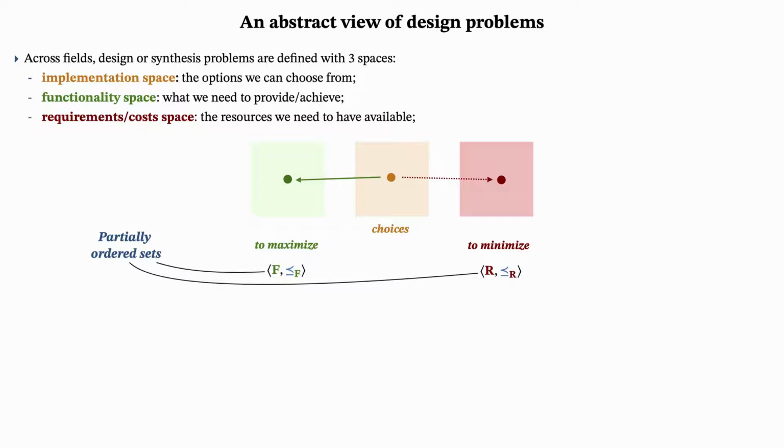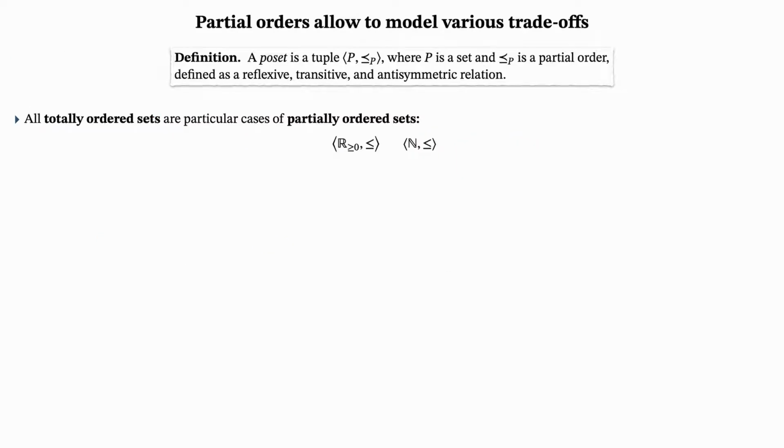In this framework, we model both spaces as partially ordered sets. Since this is not a common concept, let's first define partially ordered sets. A partially ordered set is a set P together with a partial order, which is defined as a reflexive, transitive, and antisymmetric relation. A typical example of partially ordered sets used in design are total orders. For instance, you might describe your energetic cost with the ordered positive reals, or the number of robots in your fleet with the ordered natural numbers.